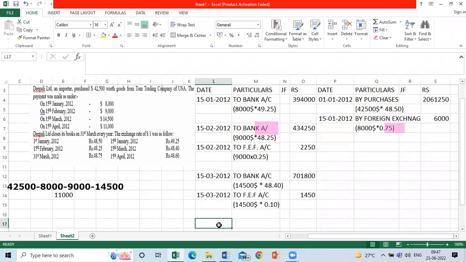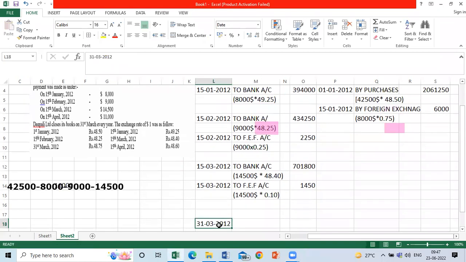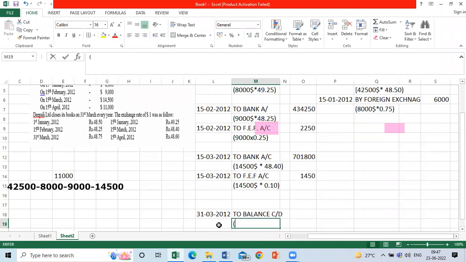So listen here now. 31st March 2012. We'll leave two lines on both the sides. We'll do the valuation. To balance carried down. How many dollars are outstanding? $11,000 multiplied by, what is the date here? Closing date 31st March. What is the rate on 31st March? Check. 48.75 is the rate on 31st of March. So we'll multiply by 48.75.